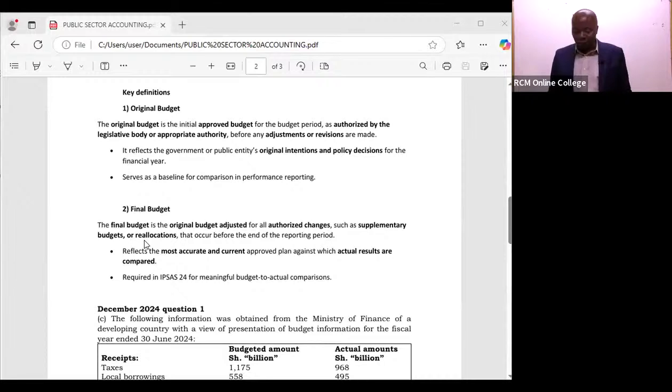There'll be reallocations, move this amount from agriculture to this sector, all right? So it reflects the most accurate and the current approved plan against which actual results are compared. Required in IPSAS 24 for meaningful budget to actual comparison.